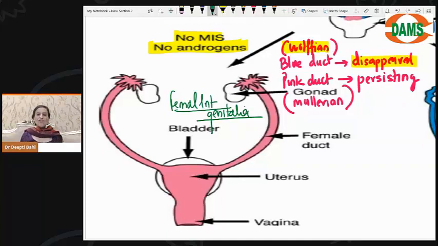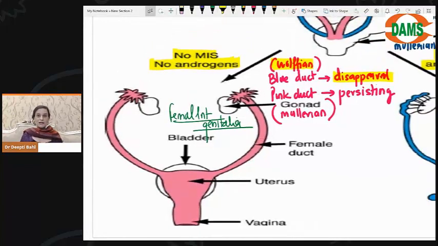Do we need the female hormones? Okay, I am asking you. Do we need the female hormones for developing internal genitalia into female-like structures? Is there any need of estrogen to form a uterus or to form fallopian tubes or to form the vagina? The answer is no. So please remember, okay?